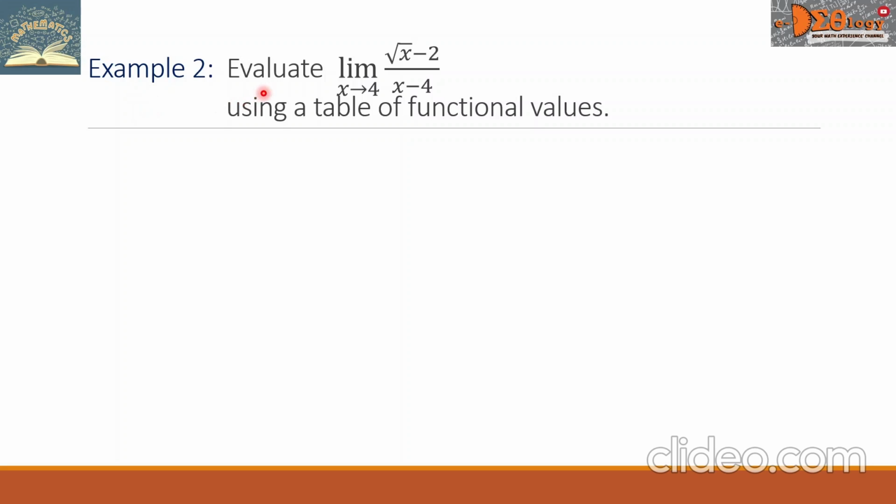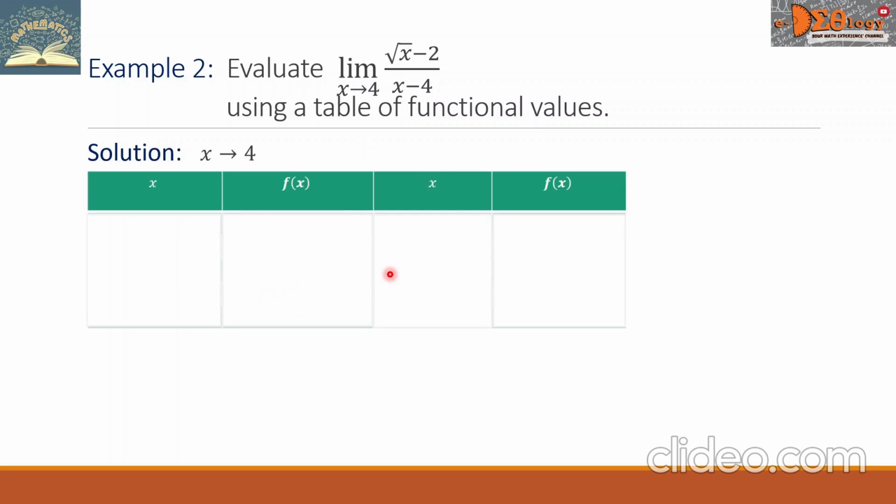Example 2. Evaluate the limit of the function square root of x minus 2 over x minus 4 as x approaches 4 using a table of functional values. Note that x approaches 4. So we are going to write the table that looks like this. We have x here, f of x here, another set for x and f of x. This is one pair, this is another pair.